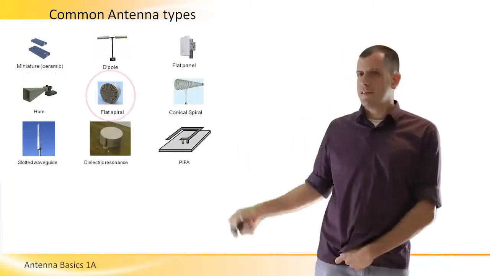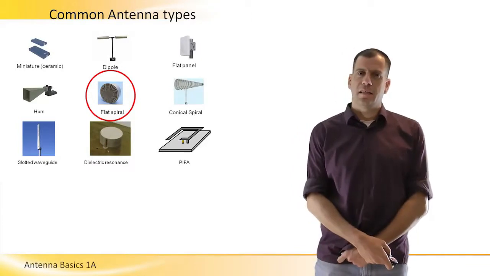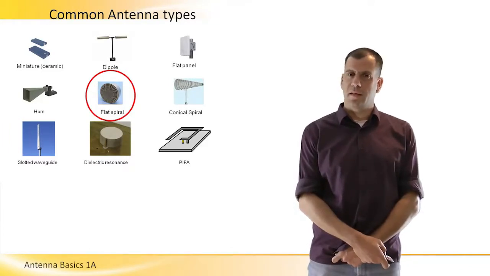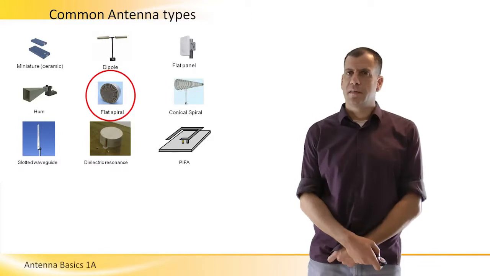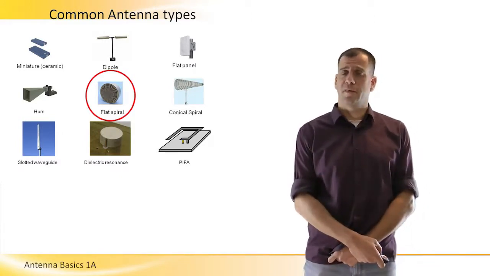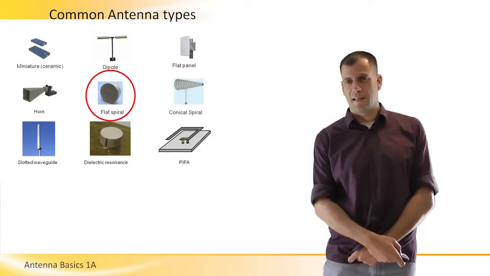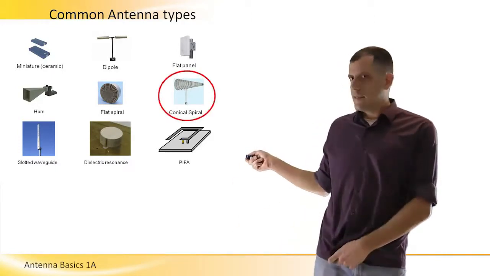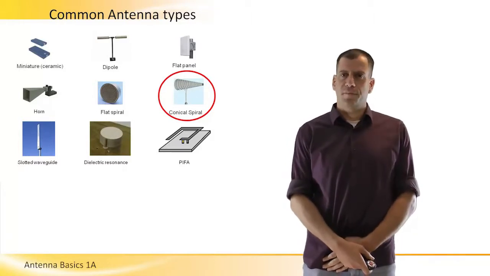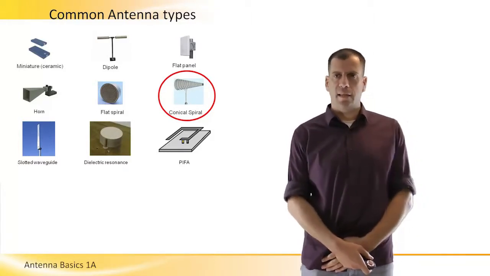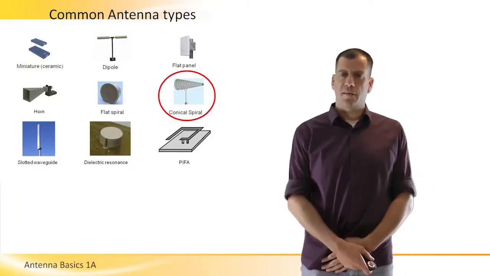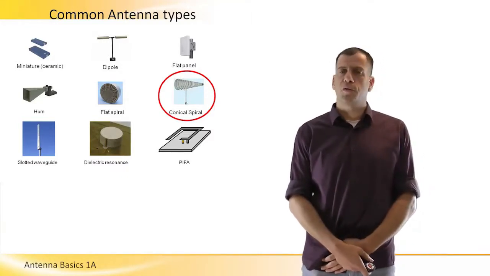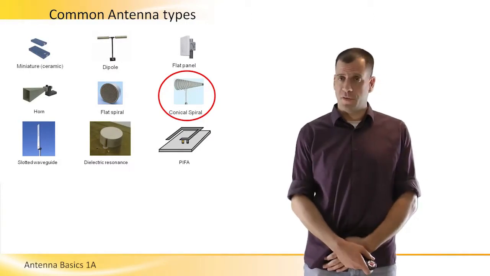Okay, the fifth antenna here is the flat spiral antenna. The spiral antenna is also a wide bandwidth antenna that is dedicated to producing circular polarization rather than linear polarization. We will discuss these terms again later. The other antenna here on this line on the right side is the conical spiral antenna. The conical spiral, like the log periodic antenna, is an infinite bandwidth antenna. But the conical spiral produces circular polarization, while the log periodic antenna produces a linear polarization.